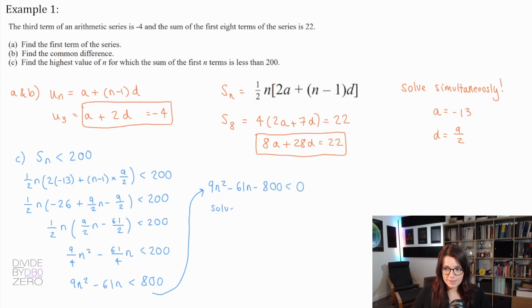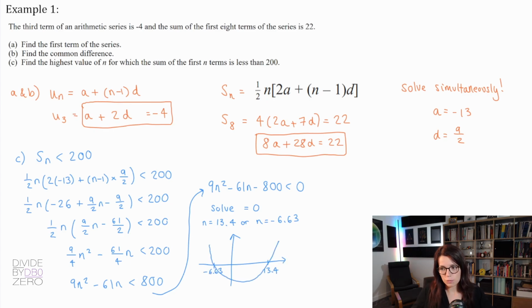If we solve this for when it's equal to 0, we get n to be 13.4 or -6.63. We then sketch our n values, and because we're looking for the values for which the expression would be less than 0, we're going to look under the x-axis, or n-axis, and we get -6.63 is less than n, which is less than 13.4.